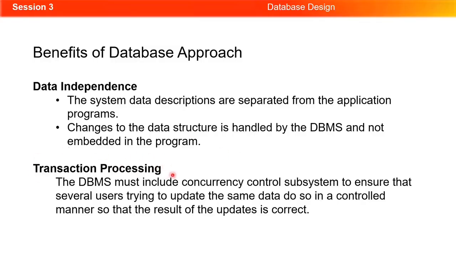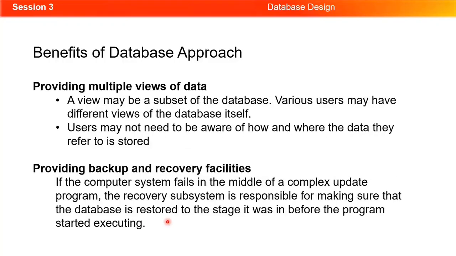And also transaction processing. The DBMS or database management system must include a concurrency control system to ensure that several users trying to update the same data do it in a controlled manner so that the result of the updates is correct. So databases have a way of actually locking the data so a transaction can be completed by one user before the next transaction is started by the next user.